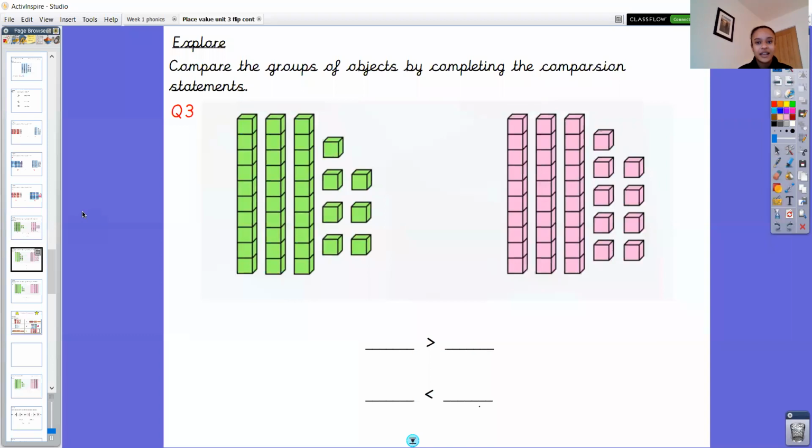Okay, so next one is question 3 for you. So exactly the same as what I've just done, this time on your own, okay, to find out what both of the numbers are. And then I'd like you to think about comparing them both ways, and you just swap those numbers around, okay? So please pause the video now and complete the 2 comparison statements.